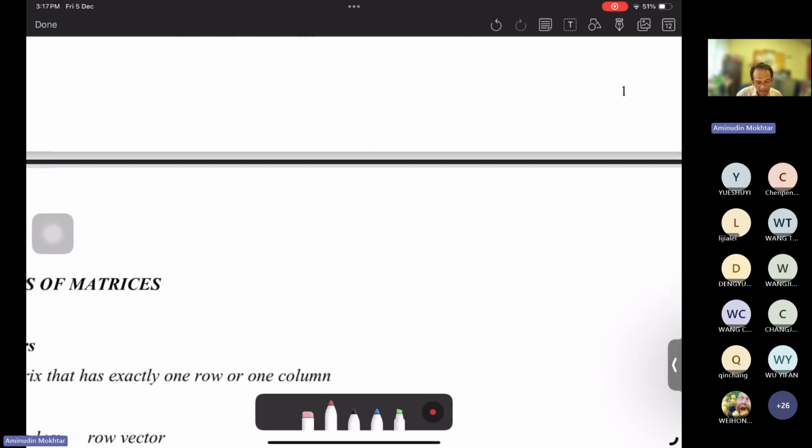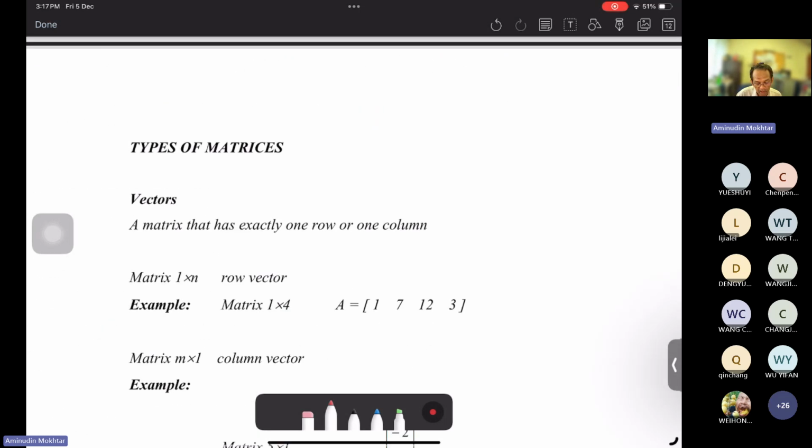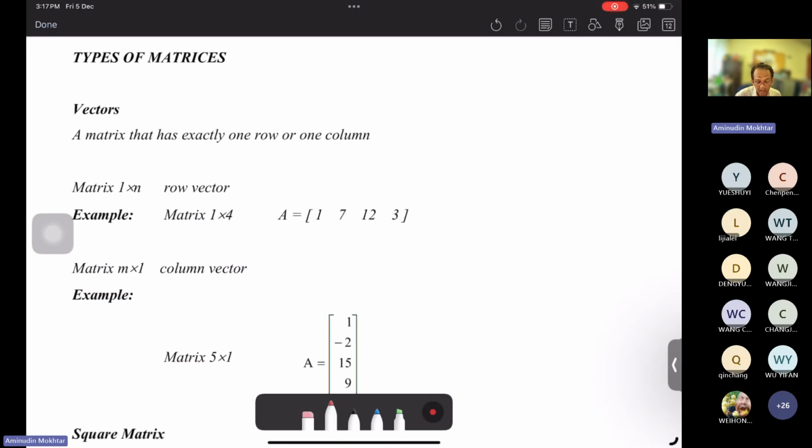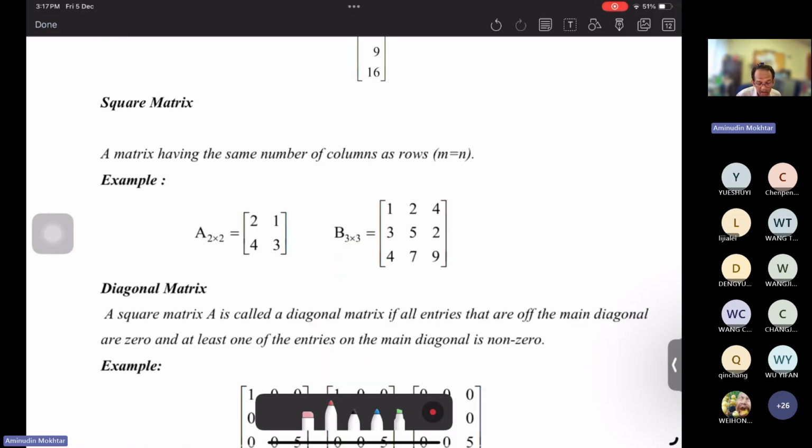I will leave the other types of matrix. I hope you can study them for yourself. There is just a concept. I think for sure there's no problem for you to understand by just reading this concept.